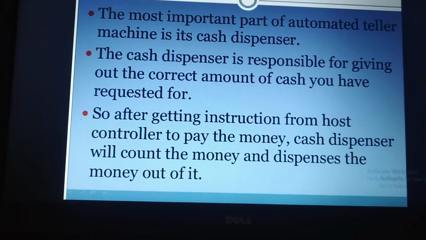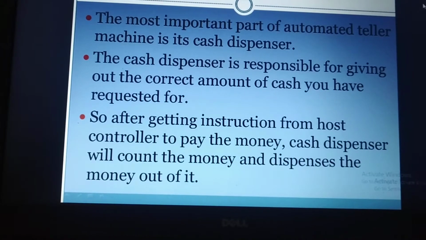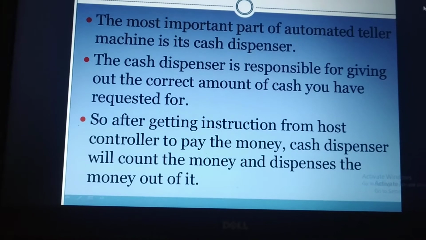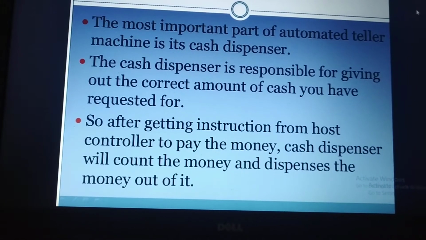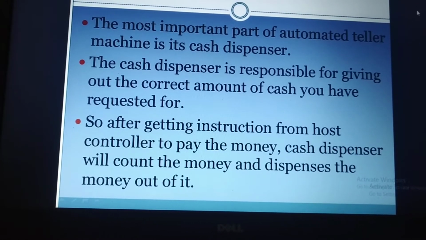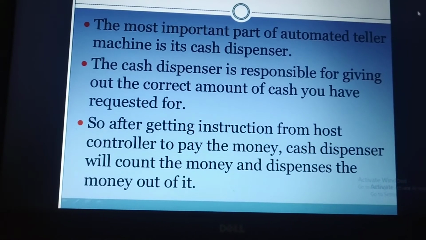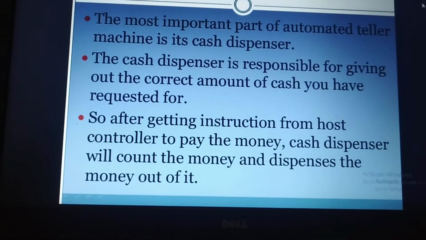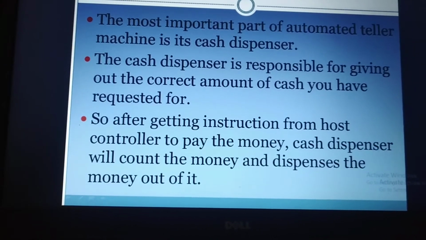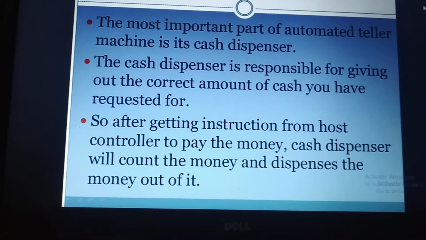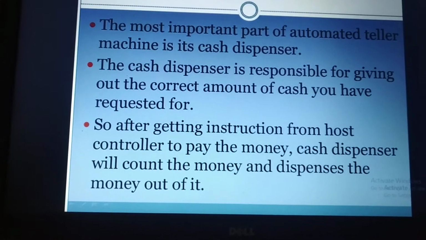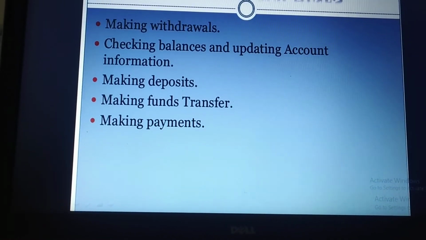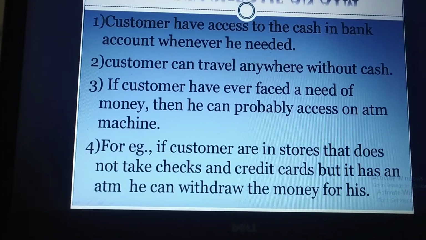The most important part of the automated teller machine is its cash dispenser. The cash dispenser is responsible for giving out the correct amount of cash you have requested. After getting instruction from the host controller to pay money, the cash dispenser will count the money and dispense it. Suppose you are withdrawing an amount from any other branch; that amount will be taken out from your home bank account. So the uses of an ATM machine, as everybody knows, are withdrawals, balance updating, deposit, fund transfer, and payment.